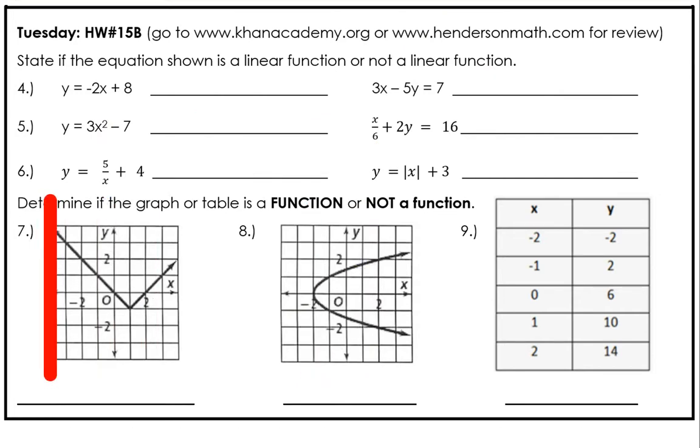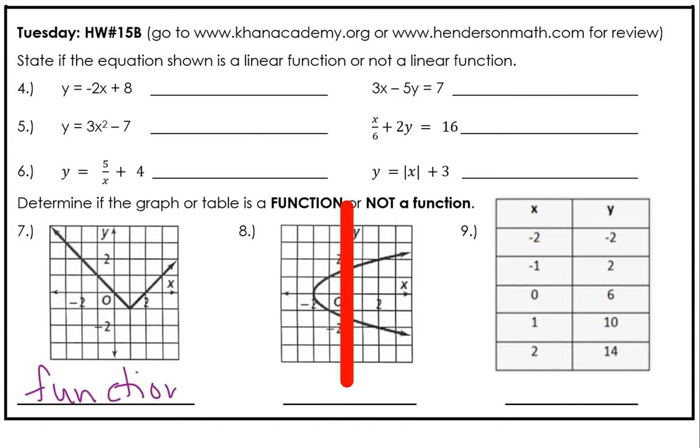So this one, that doesn't happen. For this one, it does happen, right? See, that fails the vertical line test. So this one is a function, and number 8 is not a function.